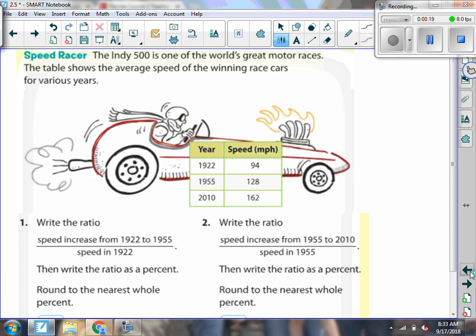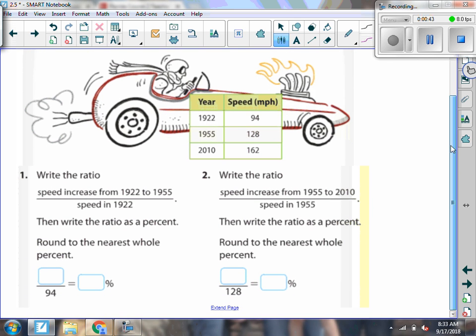Okay, the Indy 500 is one of the world's great motor races. The table shows the average speed of the winning race cars for various years. So I just want you to follow along as we work this out. So they want us to write a ratio. And our ratio is going to be the speed increase from 1922 to 1955 over the speed in 1922. Okay, so let's write our ratio.